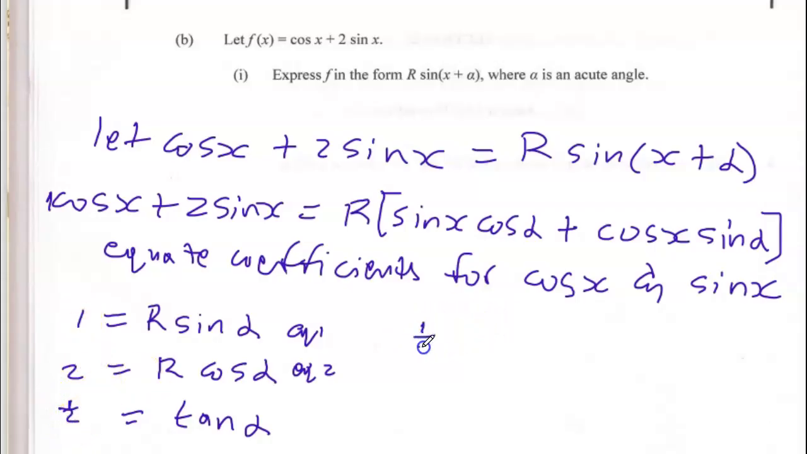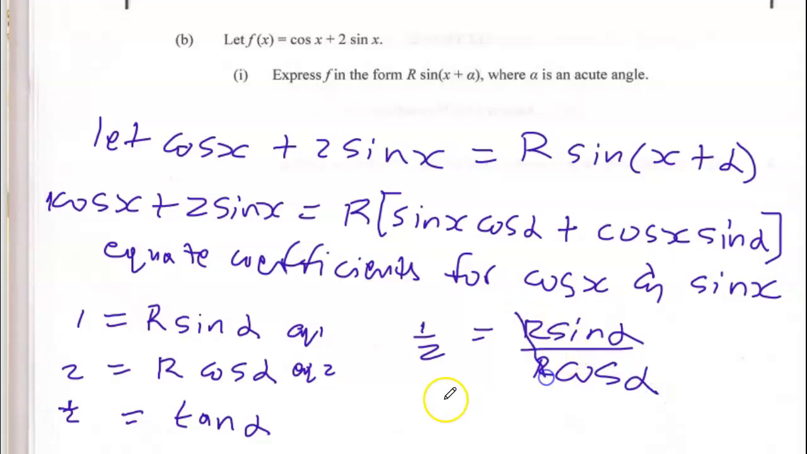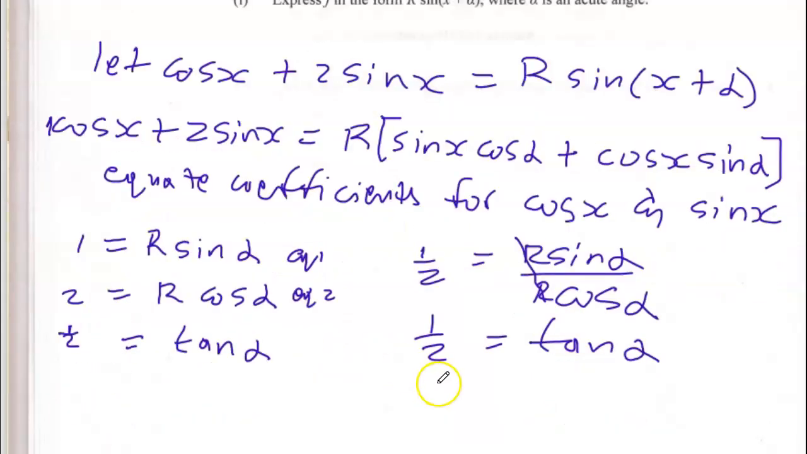Let's write it clearer here. It's 1 over 2, and we have r sin alpha over r cos alpha. The r cancels, half. Sin divided by cos, that's tan, right? So tan alpha is equal to half. So we can use our calculator to get alpha, and that should be 26.6 degrees if I'm using 1 decimal place.